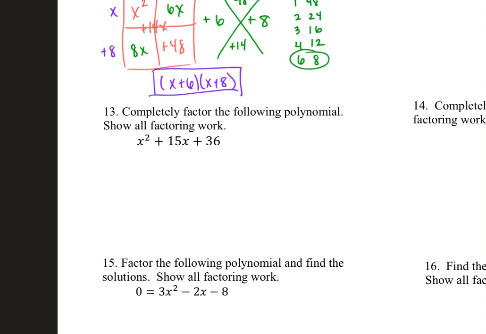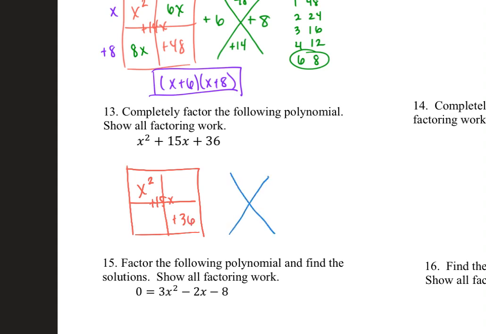All right, number 13, another factoring problem. So there's no GCF on this one too, just because there's no number in front of x squared. So then we go straight to the box, x squared plus 15x plus 36. We're multiplying to make 36, adding to make 15. So since we're multiplying to make positive, adding to make positive, it's going to be plus plus.